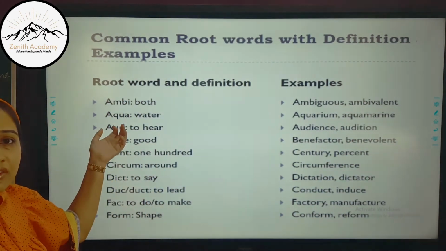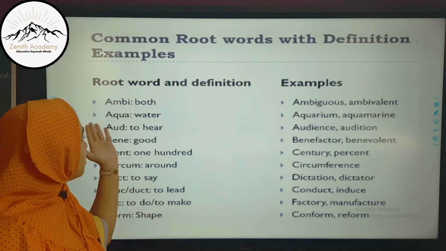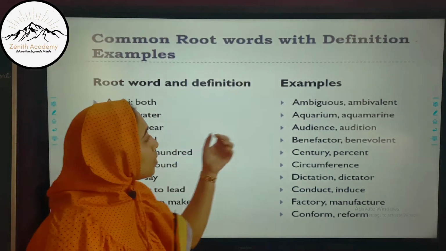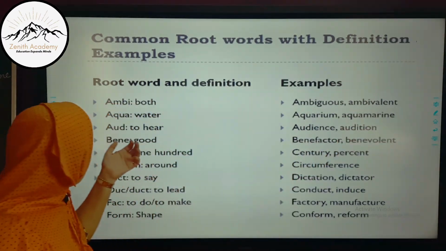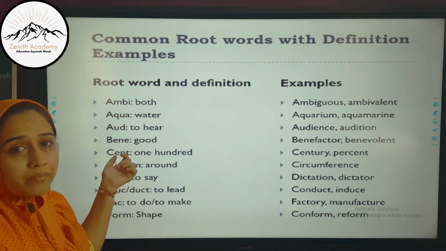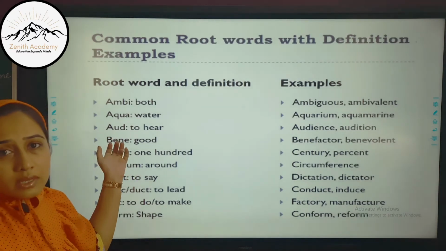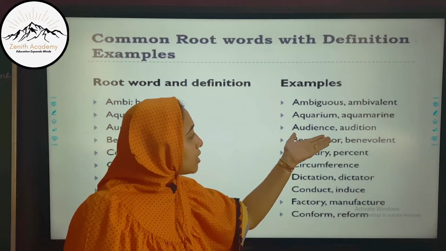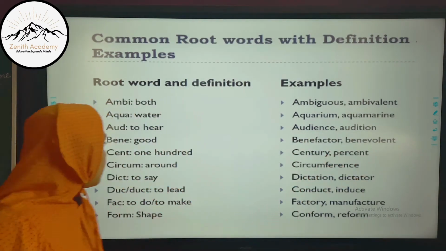Aqua. Aqua is a free stem root word which means water. We use it in scientific language. So, aquarium and aquamarine. Aud. The word aud is a bound stem root word. We cannot use it singly, but when a proper suffix is added, it makes audience and audition.